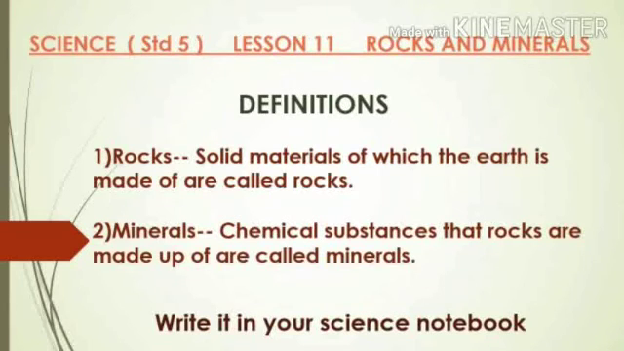Define. Number 1, rocks. Solid materials of which the earth is made are called rocks. Number 2, minerals. Chemical substances that rocks are made up of are called minerals.